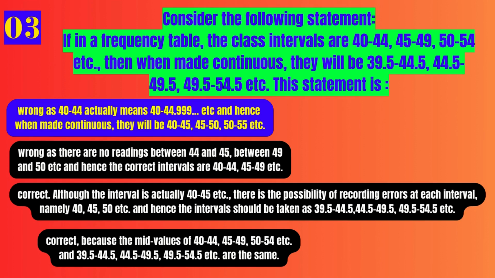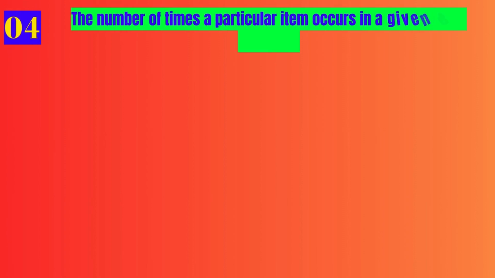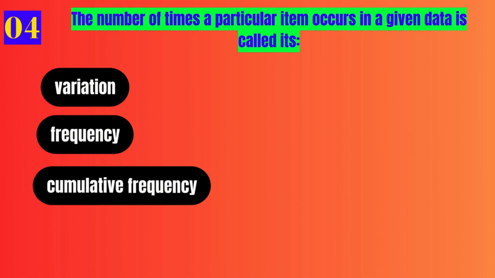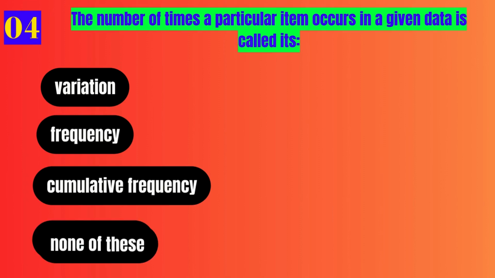The number of times a particular item occurs in a given data is called its? The options are variation, frequency, cumulative frequency, none of these. The correct option is frequency.